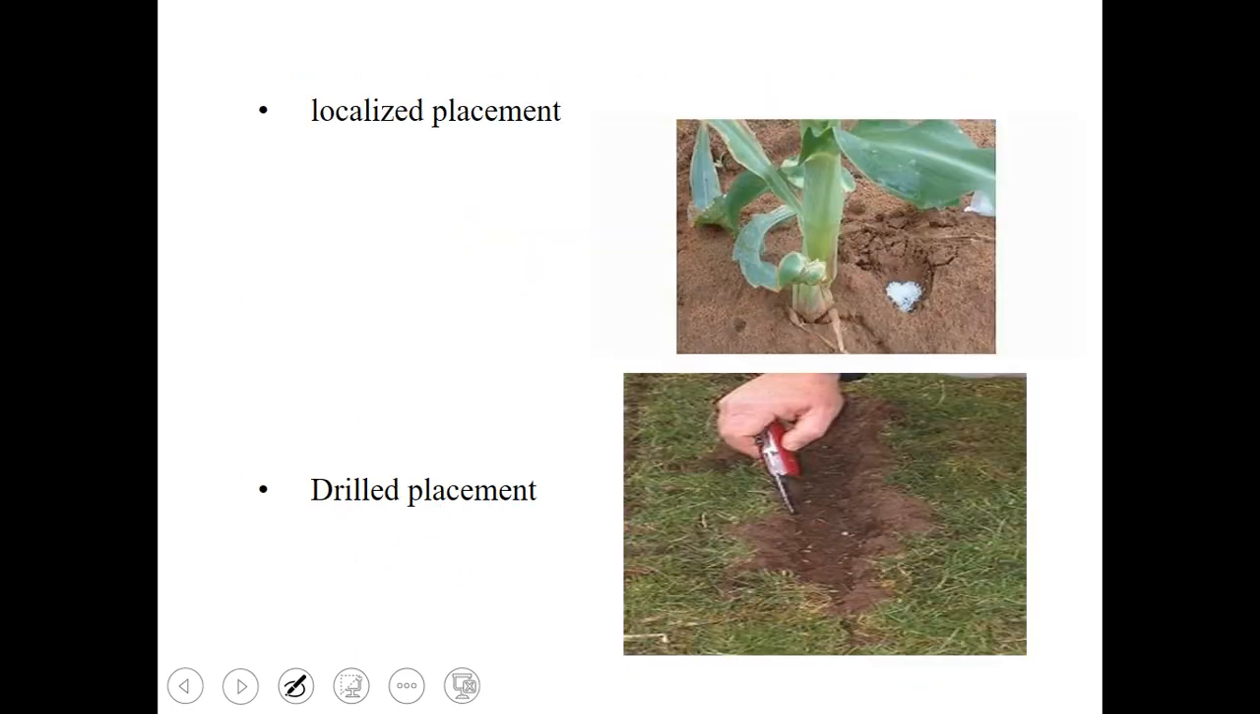Next is localized placement. Localized means where the plant is, just near the root we have to place the fertilizer. That is localized placement. And drilled placement: in some cases, when the crop is growing, we can drill the soil, remove some amount of soil, place the fertilizer there, and then cover the soil. That is drilled placement.